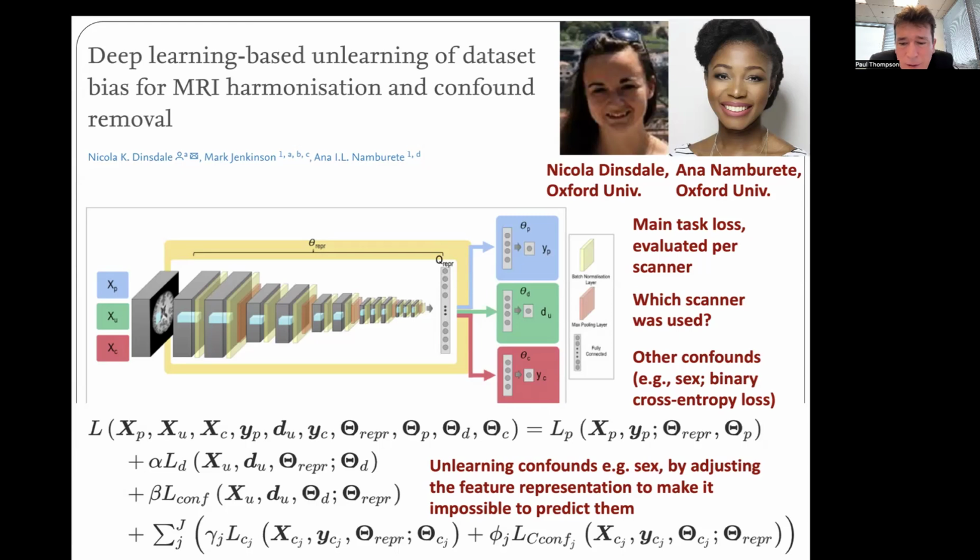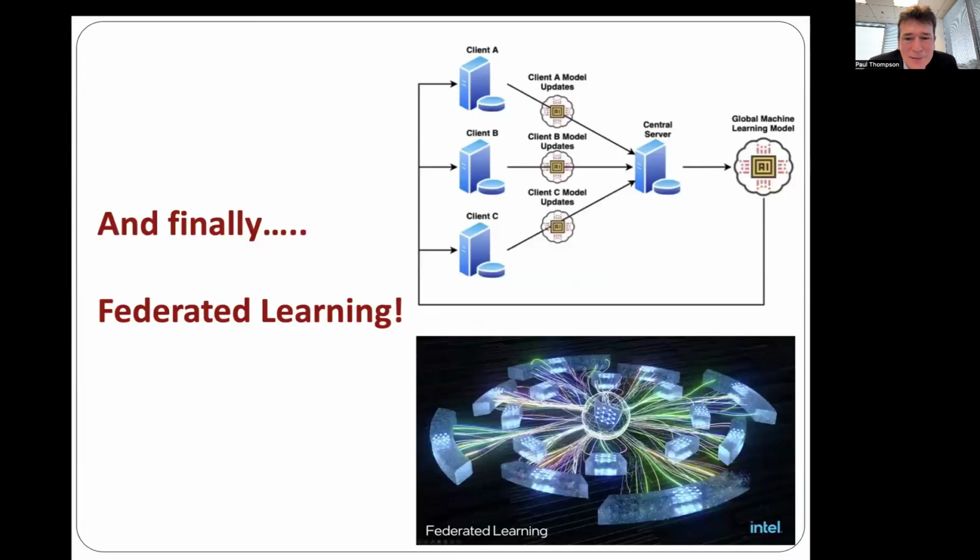And you try and unlearn these confounds by making feature representations that make it impossible to predict what scanner is used. And then you get a trained model that should be useful on any scanner or new data set.